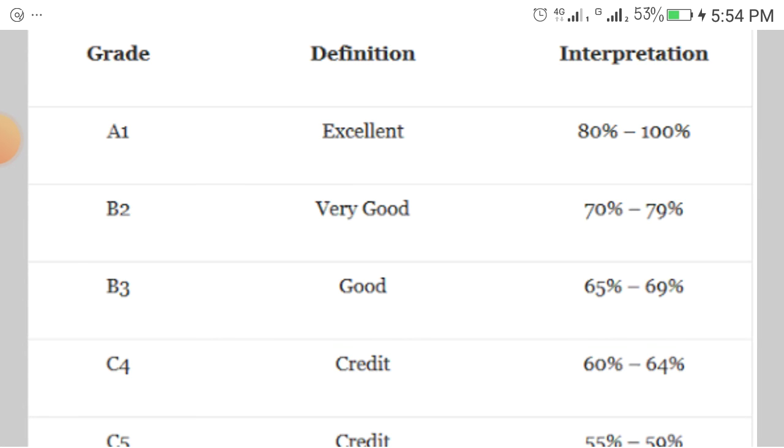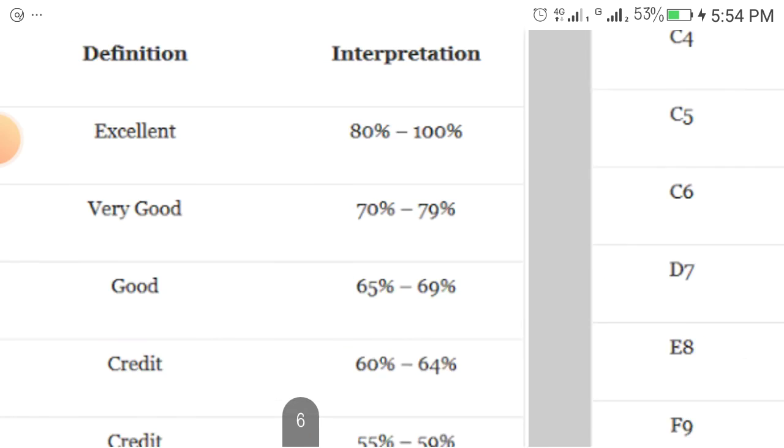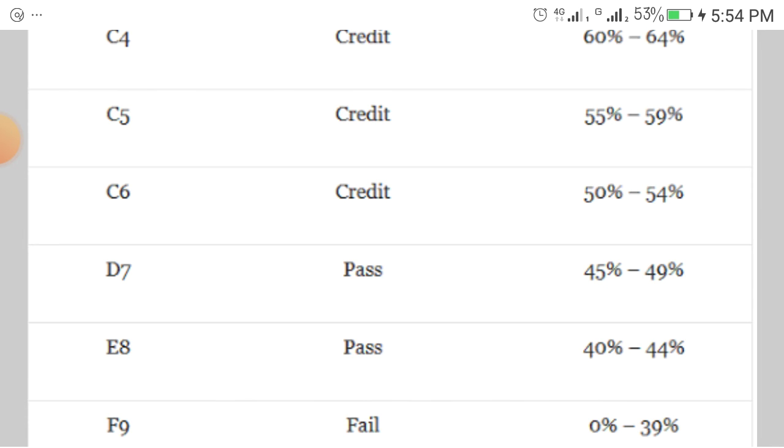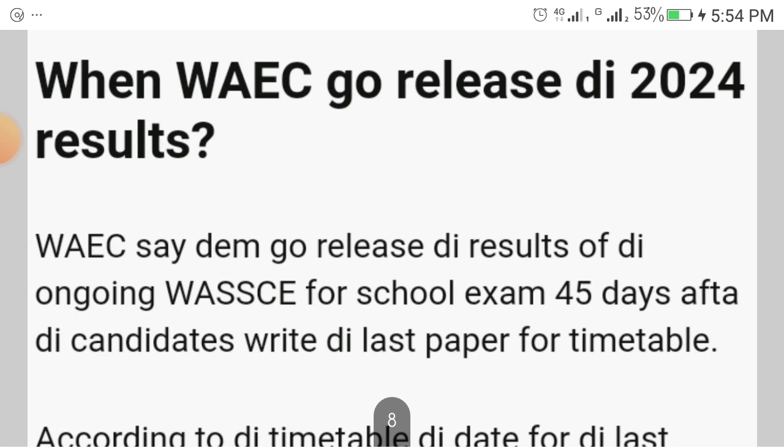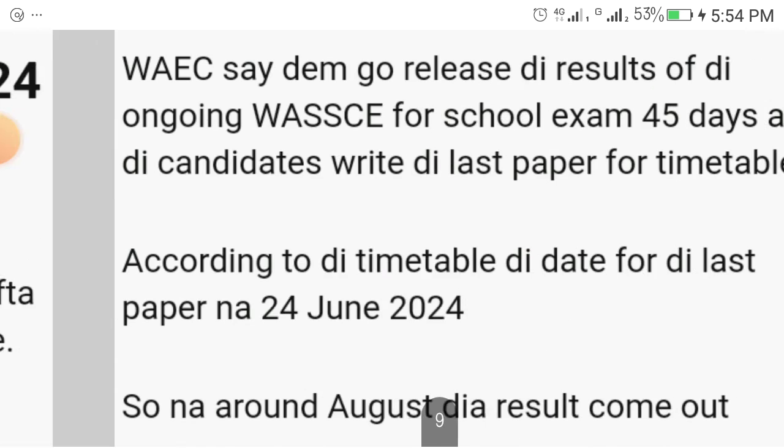If you get between 60 to 64, you will get a C4. That's credit. If you get from 55 to 59 over 100, you will get C5. If you get 50 to 54, you will get C6. Then D7 is 45 to 49. E8 is 40 to 44. And F9 is 0 to 39. God forbid. If you get D7 or E8 or F9, it means you did not pass the subject.